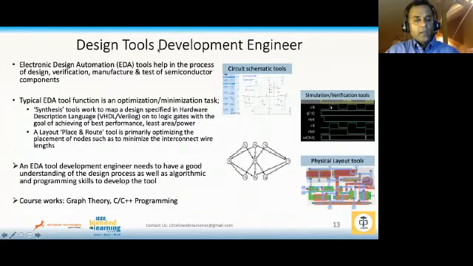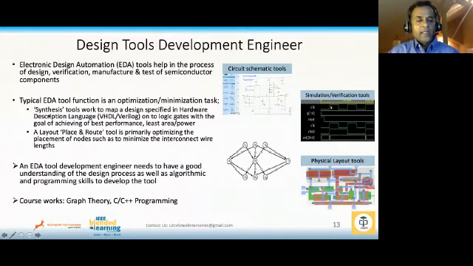Next, we'll talk about, as I said, tools. These are tools that are helping a design engineer to design, to verify, or to manufacture and test these semiconductor components or ICs. The tools are written in programming languages, which means these are software development jobs, but software development jobs that understand the semiconductor design flows, which makes you a better EDA tool development engineer. Most of the EDA tool development problems are what I would call optimization or minimization problems.